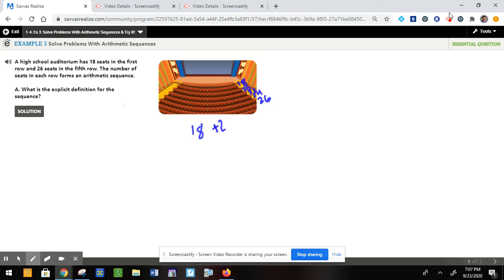All right, if we're being asked to write the explicit definition, then I'm just taking the common difference and multiplying it by n minus 1. And a sub n is going to equal that expression that I just wrote, meaning any row. So if I wanted the 8th row, right, then I would substitute 8 in for n. You get 8 minus 1 is 7, times 2 is 14, plus 18 is 32. So that means there'd be 32 seats in whatever the 8th row is.